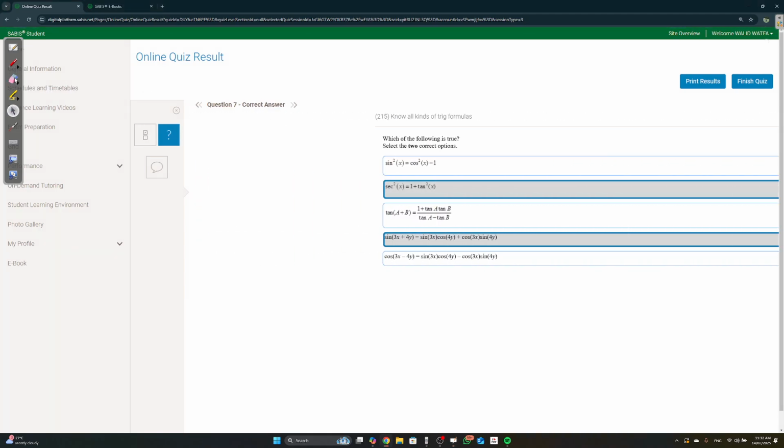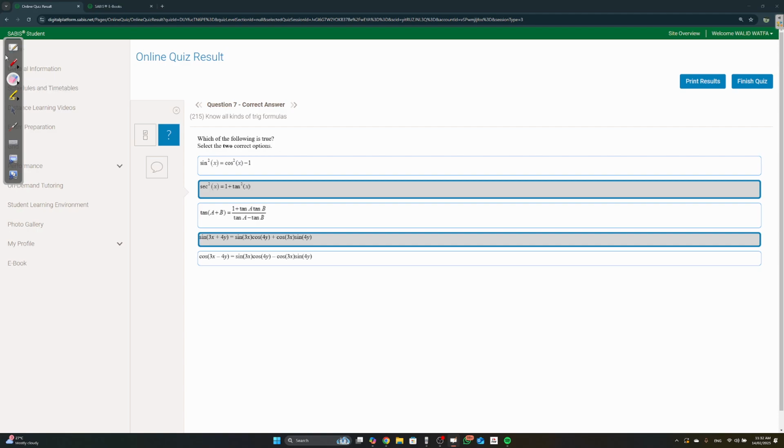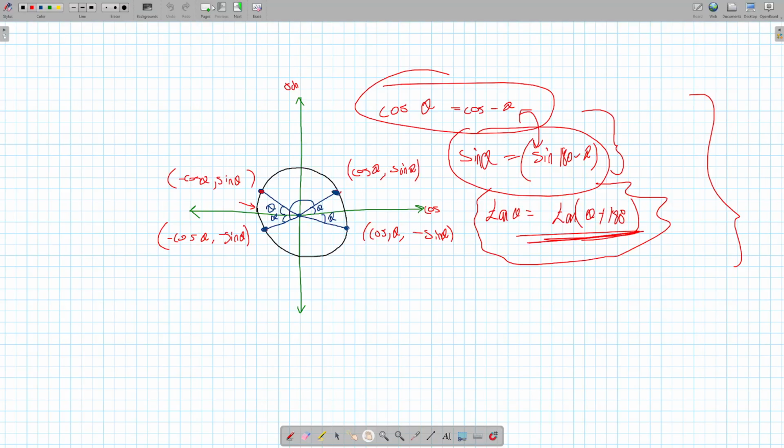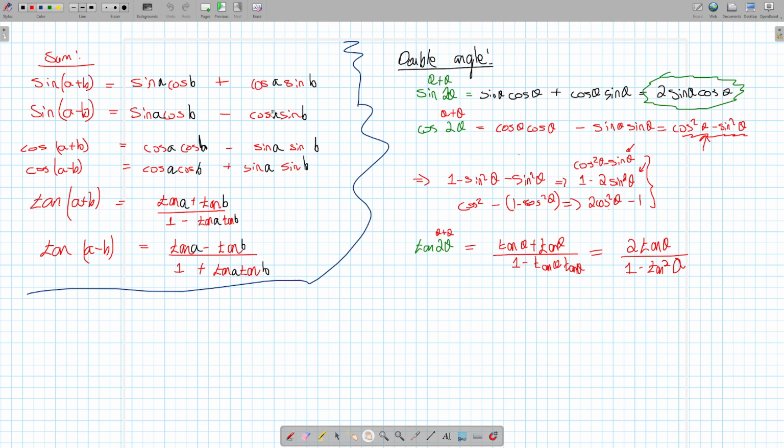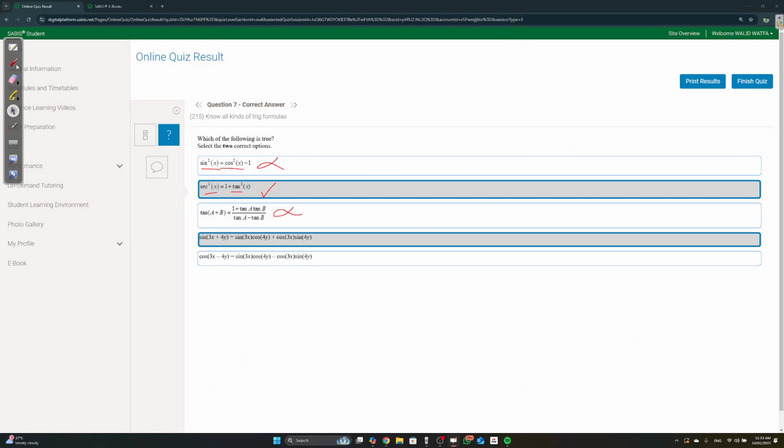Okay? Question 7. Which is true? Does sine squared equal cosine squared minus 1? No, obviously not. Secant squared is equal to 1 plus tan squared? Yes. Tan a plus b is 1? No, this is definitely wrong. Listen, I'm gonna show you these, and then you can work it out yourself. Okay? Sine 3x plus 4y is equal to sine 3x cosine 4y plus cosine 3x sine 4y, of course. Cosine 3x minus 4y is equal to sine cosine. No. When it's cosine, it's always cosine, sine. Okay?